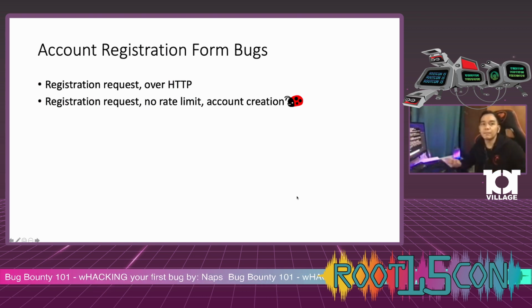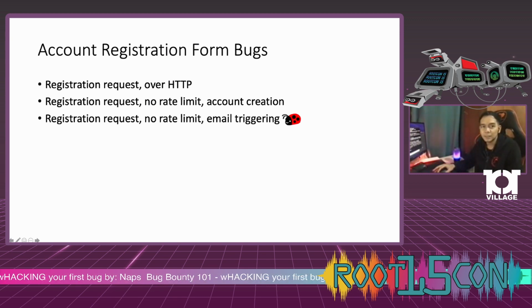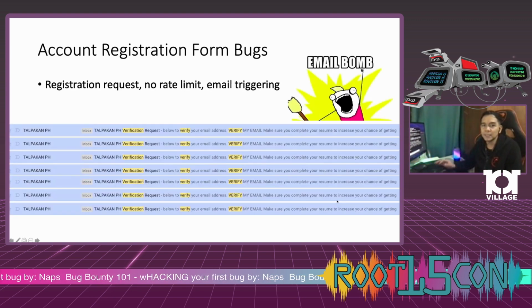Our second bug for account registration form bugs is registration request no rate limit, and that's done. Let's go for the third bug, and that is registration request no rate limit email triggering. So this is the same as an account registration no rate limit. For every account created, there's a verification email, right? So this will be an issue because the mail server can send thousands of emails again.